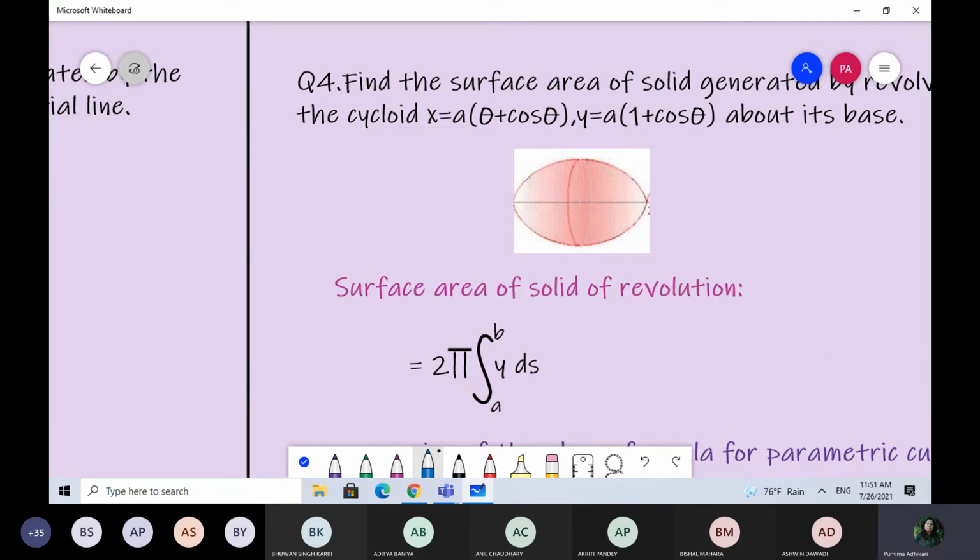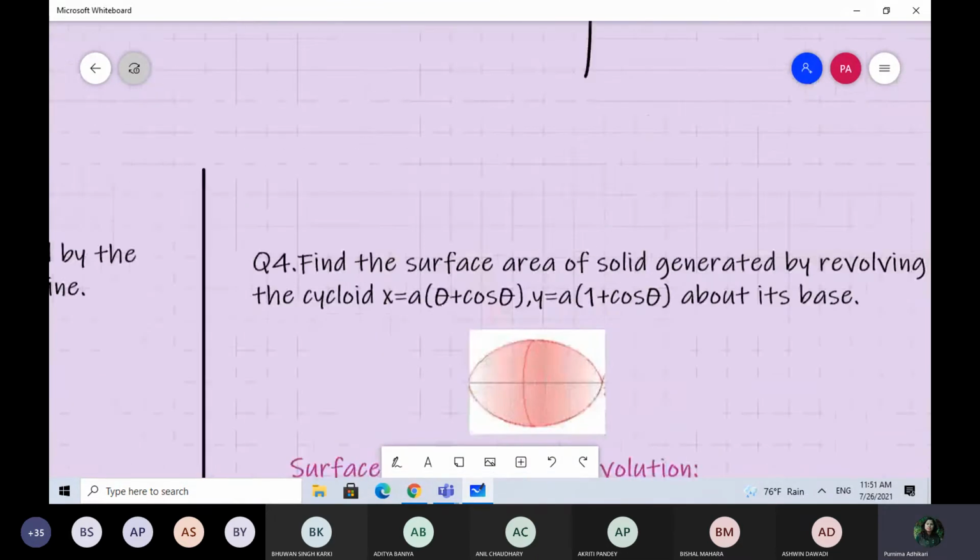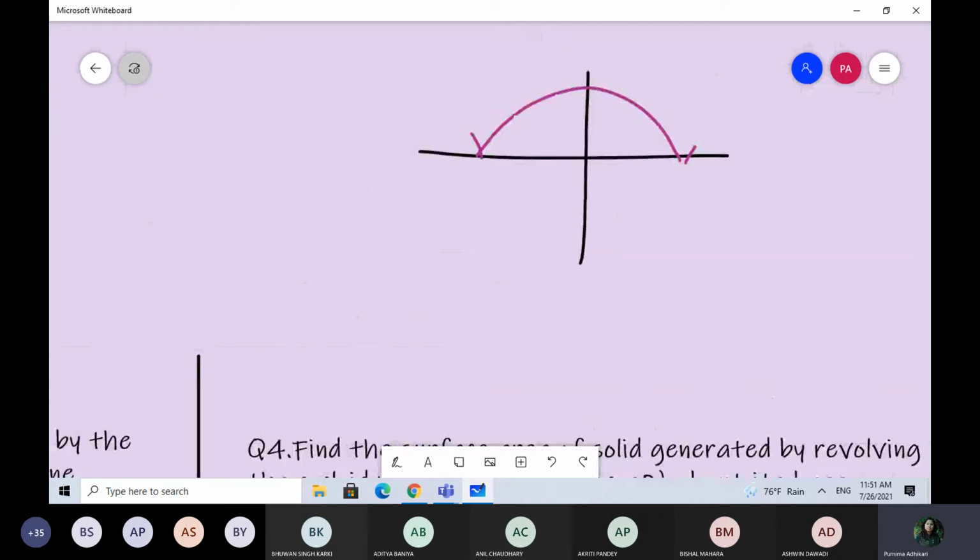What will be your limits of integration before we decide ds? Keep this in mind: your limits of integration must be in terms of theta. If you remember the derivation part, when we derived this, what were the theta values in that case? Then you should be able to answer. Yes, what will be your limits of integration here? Quickly.